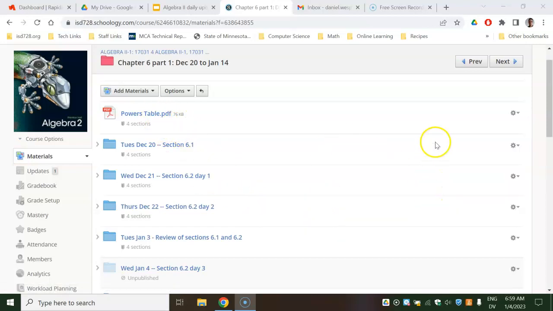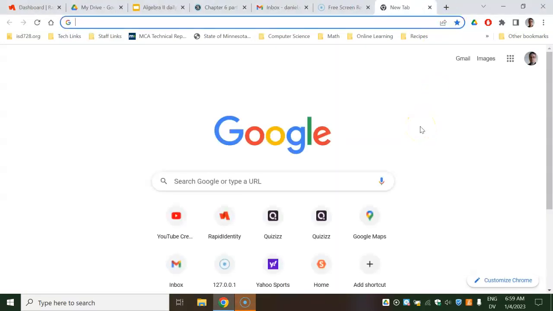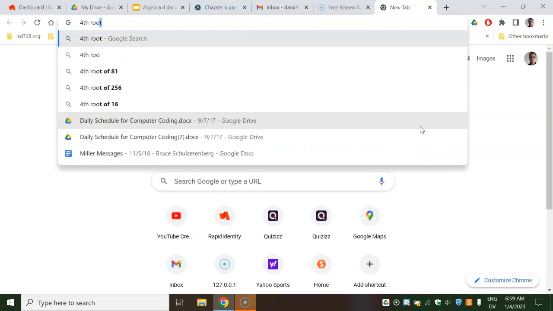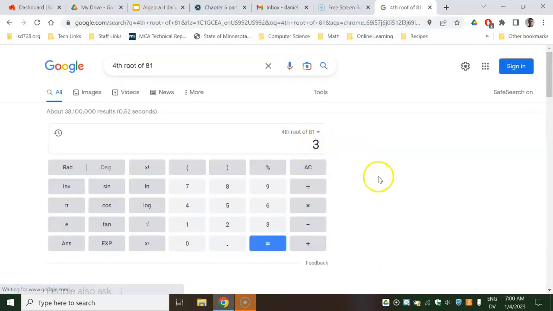And if you don't have a calculator for doing cube roots and stuff, you can just use Google. Just type something like 4th root of 81, and it'll get you the answer right there. So you can use that if you need. Just remember again, you have to think it through, because the 4th root of 81 is both 3 and -3. So don't be fooled by that.